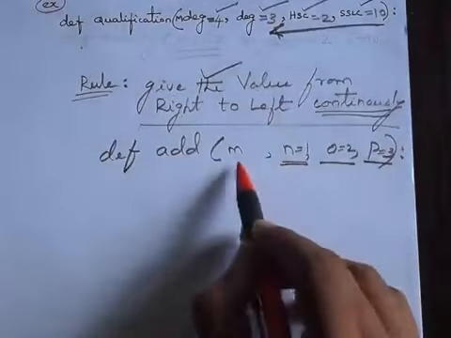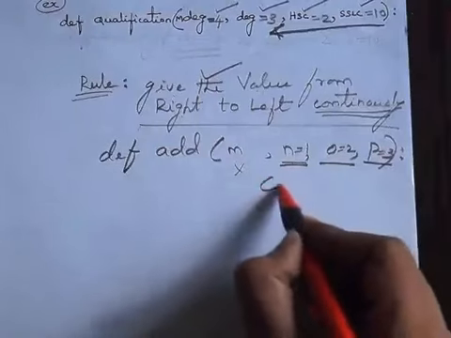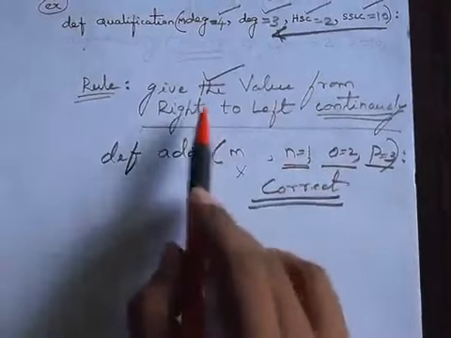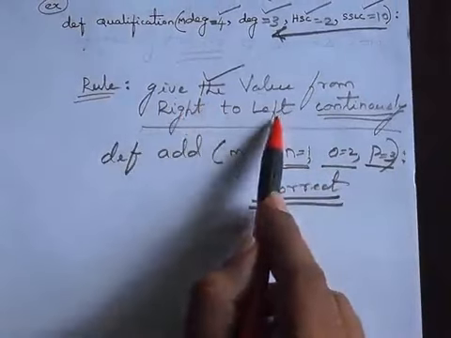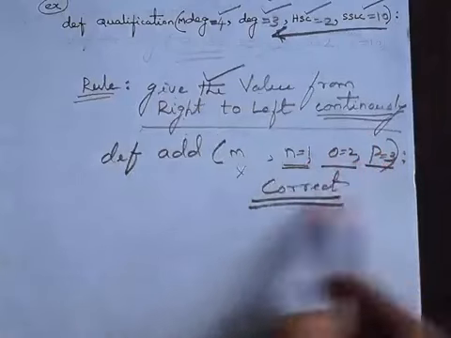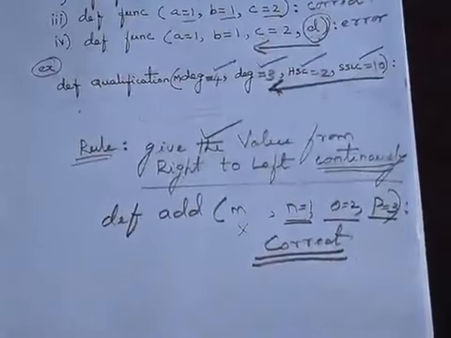Even though this M not received any value, okay, this statement is absolutely correct. Okay. How it is correct? Because starting from the right, you have to give the value to the left. So starting from the right, continuously I am giving the value. So this is correct. Okay. So hope you understand. Thank you very much.